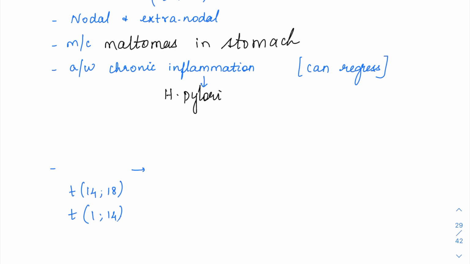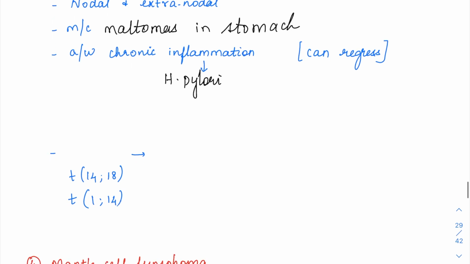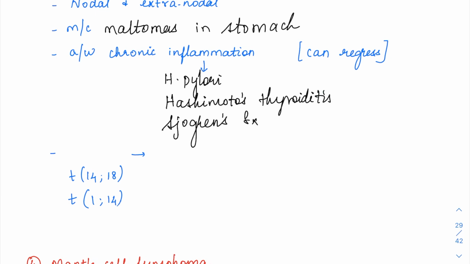So in that background, it can develop into a lymphoma, which is a marginal zone lymphoma. Apart from that, even in Hashimoto's thyroiditis and Sjogren's syndrome. Both of these conditions are autoimmune conditions. So with any autoimmune condition, obviously chronic inflammation is a part of it. So these are again going to be prone to developing marginal zone lymphomas at that site.